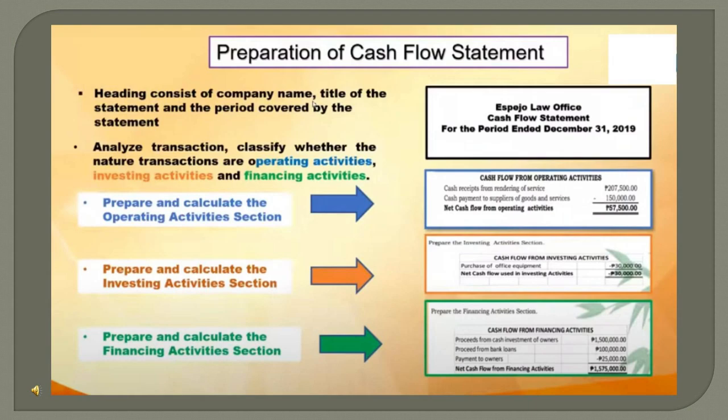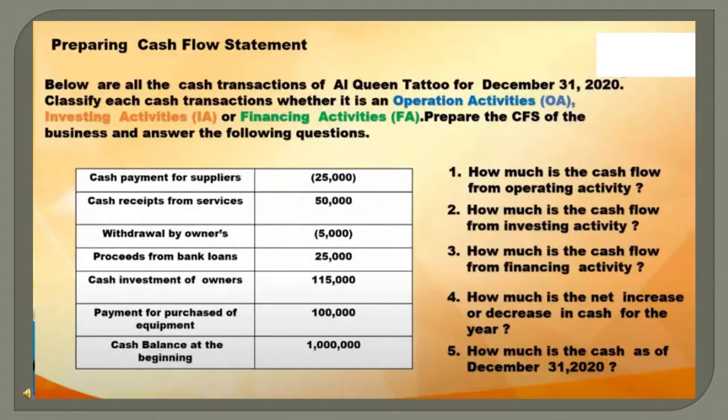The heading consists of the company name, title of the statement, and the period covered by the statement. Analyze transactions and classify whether the nature of the transactions are operating activities, investing activities, or financing activities. Prepare and calculate the operating activities section. Prepare and calculate the investing activities section. Prepare and calculate the financing activities section.